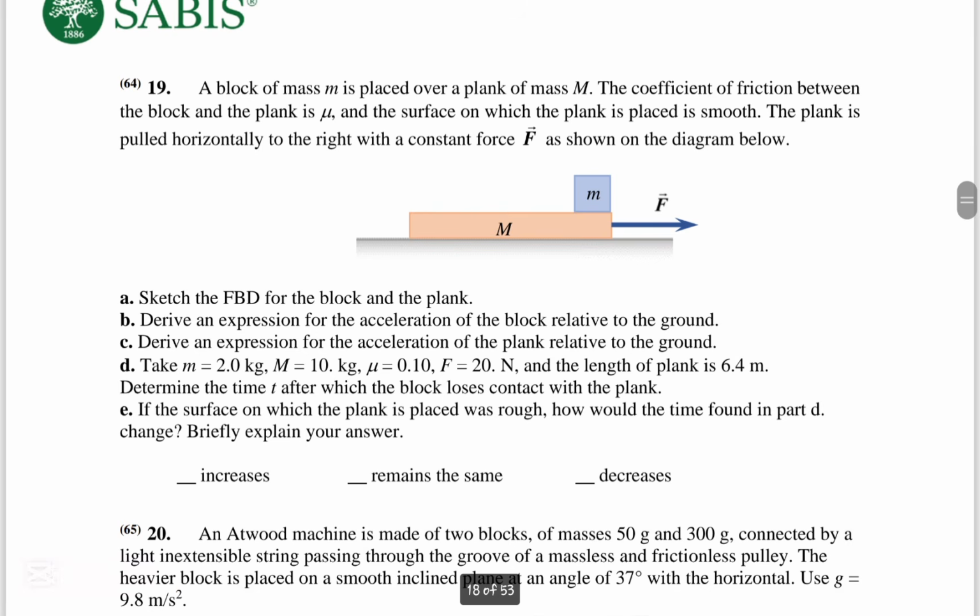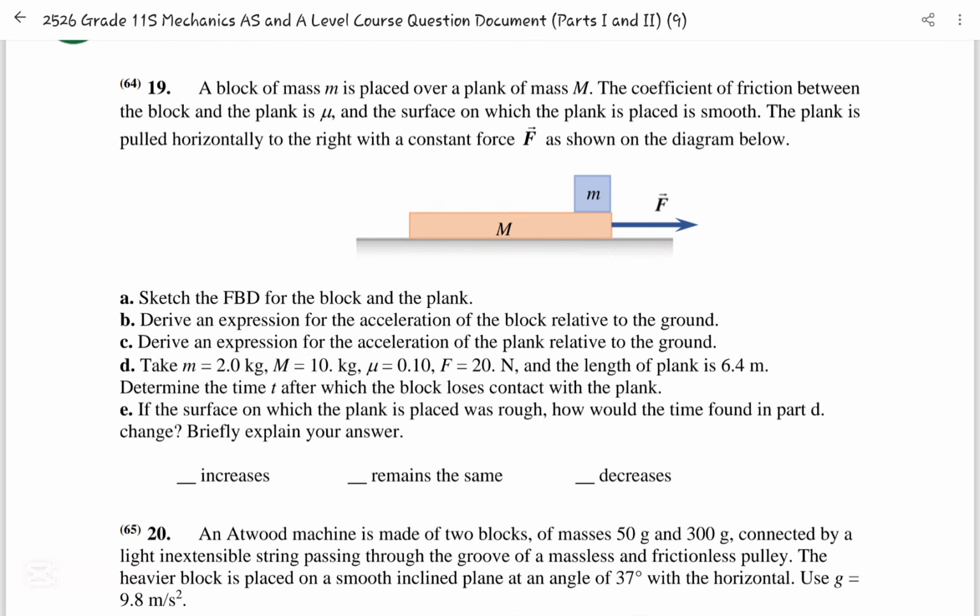Now we'll move on to question 19. What does it say? A block of mass m is placed over a plank of mass capital M. The coefficient of friction between the block and the plank is mu, and the surface on which the plank is placed is smooth. The plank is pulled horizontally to the right with a constant force F as shown below. They want the free body diagram.